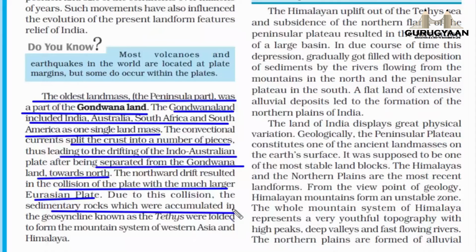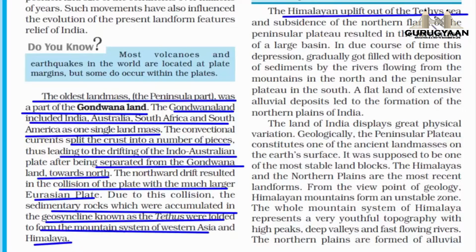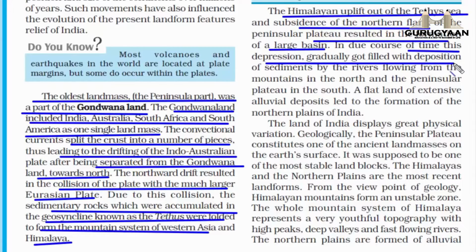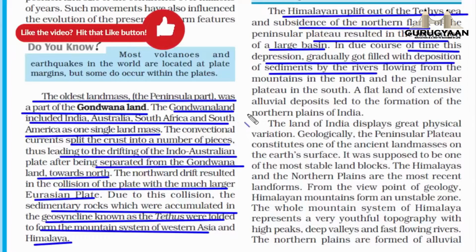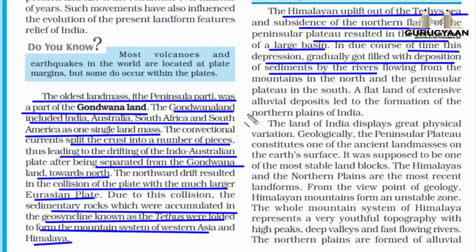So all the sedimentary rocks which were there at the bottom of the sea, they started folding up. As a result, the Himalaya was born, and that's why you'll see the land is uplifted in northern India. But in the northeastern side there was a huge depression, meaning low land, which over the time got filled with the deposition of sediments brought down by the rivers flowing from the mountains in the north. And this is a reason why Ganga and Brahmaputra drain in that region.